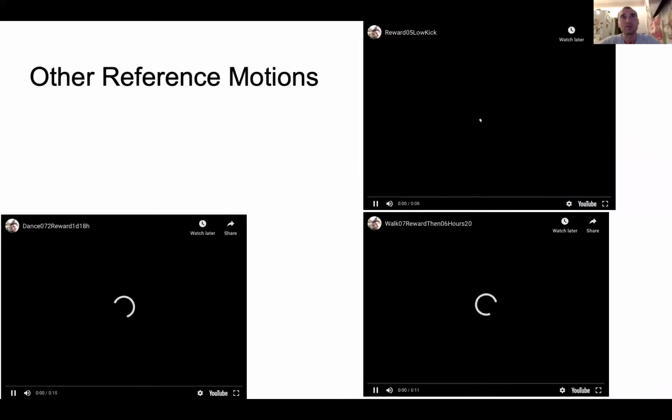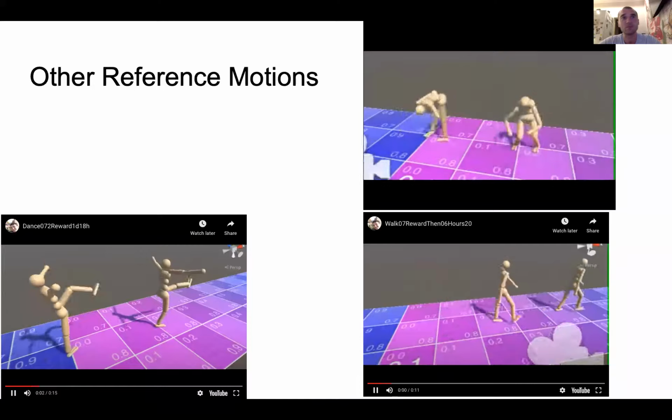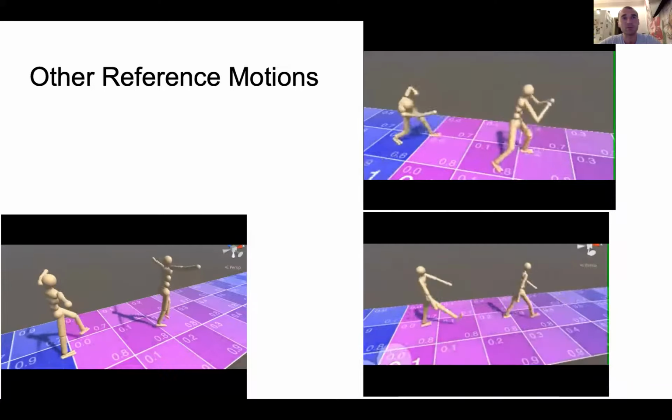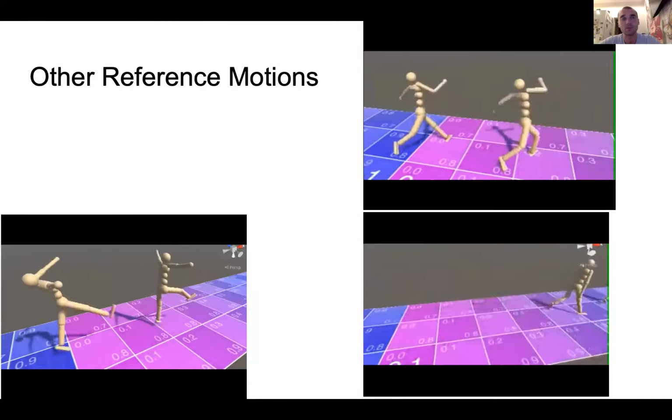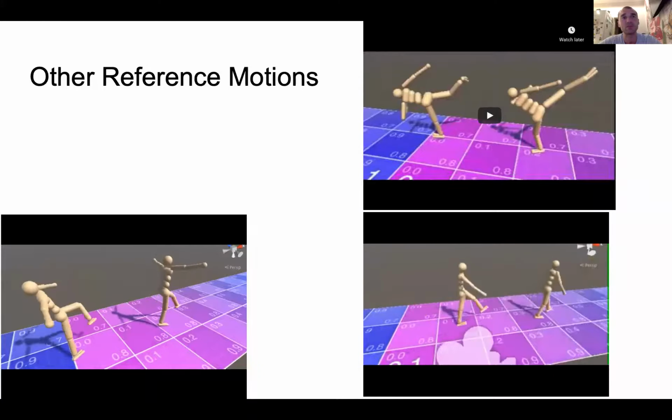We also used other reference motions. In each of the situations, the model is the same. In a sense, we use the same reference, the same reward structure.